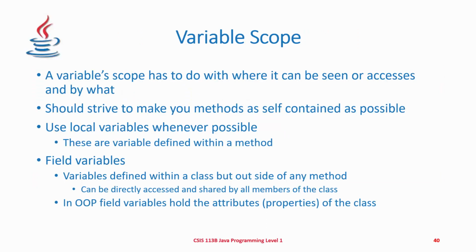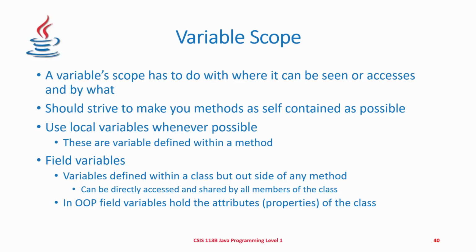Another thing you'll need to be aware of is variable scope when you start creating methods. Variable scope has to do with where a variable can be seen or accessed, and by what. You should strive to make your methods as self-contained as possible. Use local variables, meaning you declare the variables inside of the method, whenever possible. These are the variables that are defined within the method. So use local variables whenever possible.